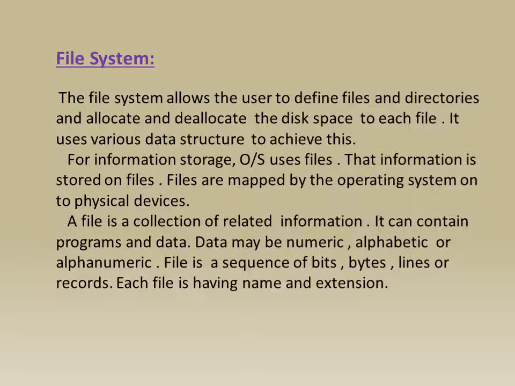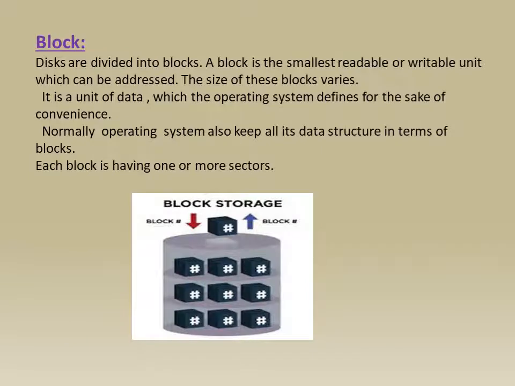Each file has a name and an extension. To access that particular file in the future, we can do it by using the file name, and by the extension we can know the exact type of the file. .doc tells us it is a Word file, .xls an Excel file, .ppt a PowerPoint file, .cpp a C++ programming file, etc. So this is the introduction to what the file system actually is.